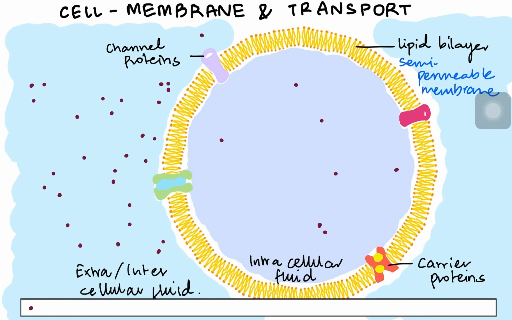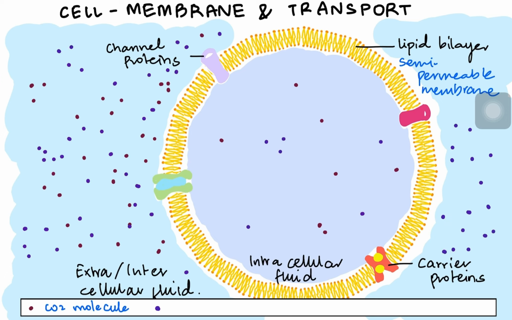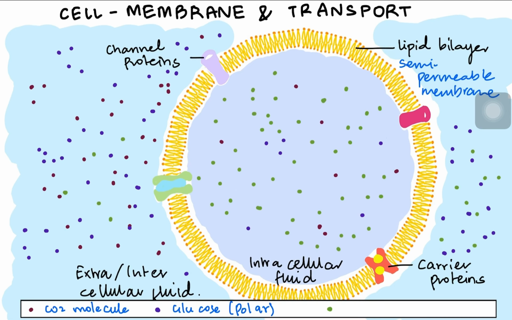This purple molecule, let's say this is carbon dioxide, apparently it has a higher concentration outside according to my diagram and lower inside. This other molecule, apparently it's glucose here, also has higher concentration outside and lower concentration inside. This green molecule on the other hand, let's say it is sodium ion. It has a high concentration inside and low concentration outside.